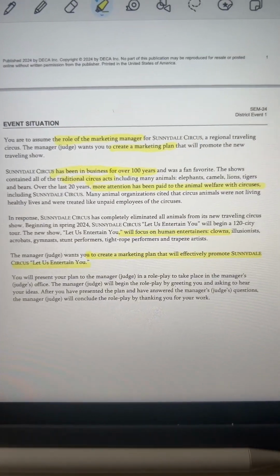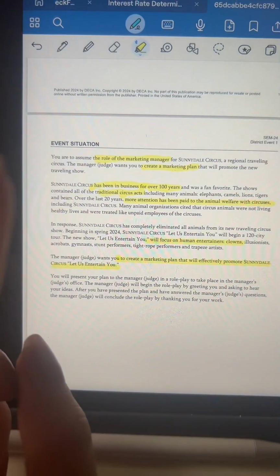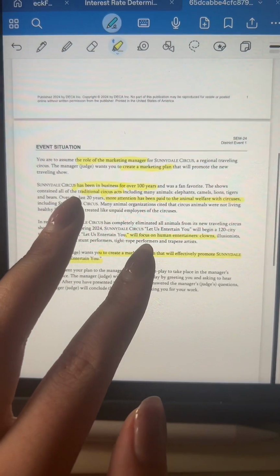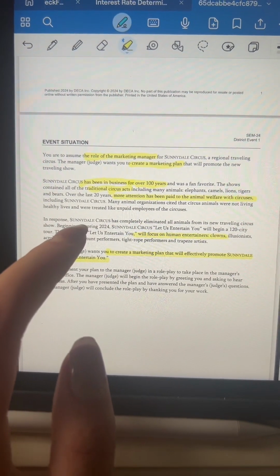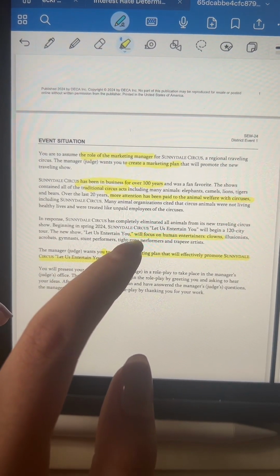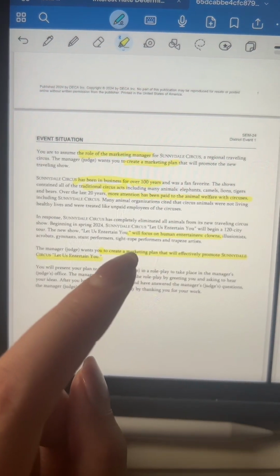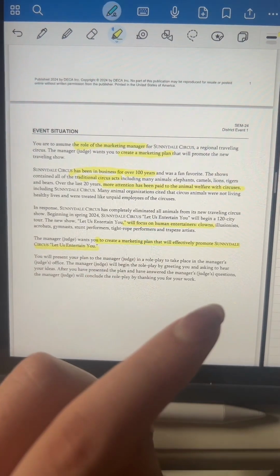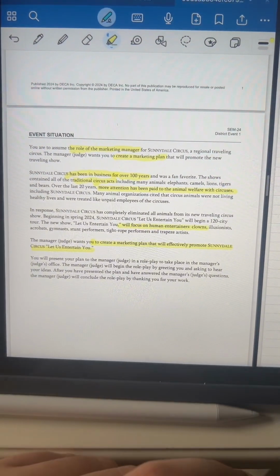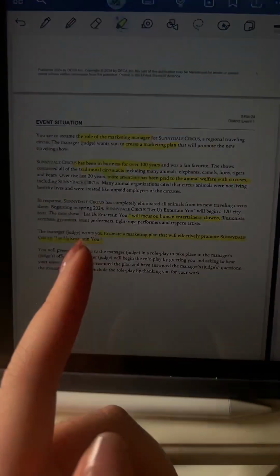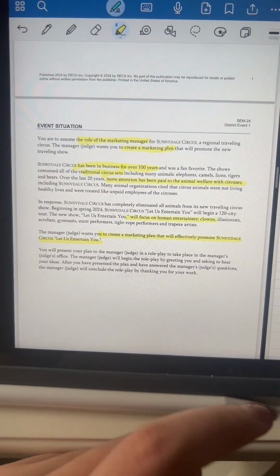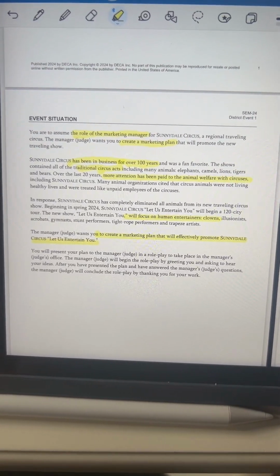Here I have the specific event. Typically in the first paragraph, you're going to get your role and what your task is. That's the most important information. Here we get some background information about the business we're working for, maybe a little bit more about our task. So in this one, we're a circus, and it's talking about how in the past we typically focus on animal acts, and now we're doing a shift to more human entertainers. And then here again, it's just going to repeat our task, and I'm going to keep this all in mind when I am creating my plan for my role play.